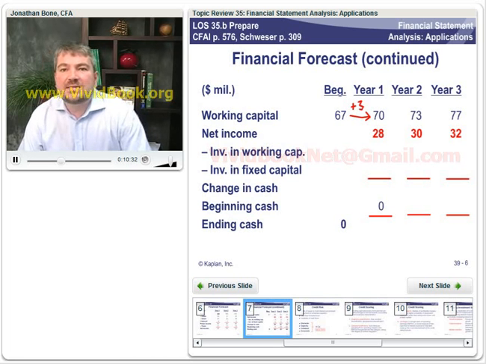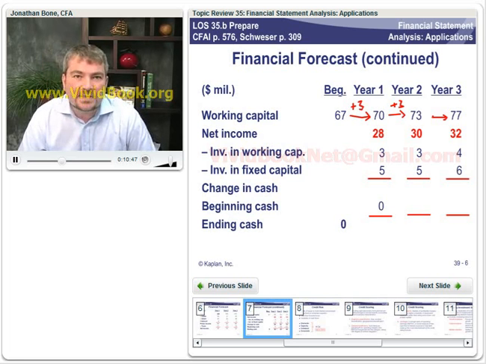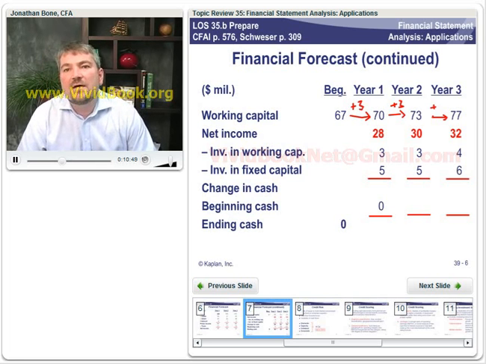So you can see working capital investment for year one, we've gone from 67 to 70, so that's 3. For year 2, it's gone from 70 to 73, so that's 3. And year 3, from 73 to 77, that's 4. So we get our investment in working capital at 3, 3 and 4.